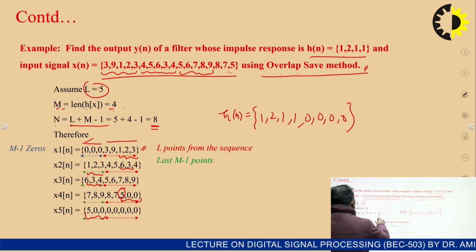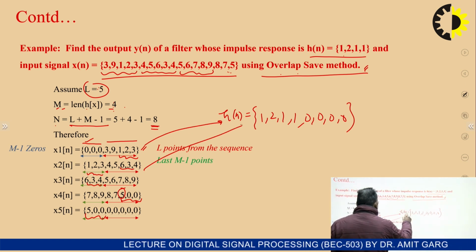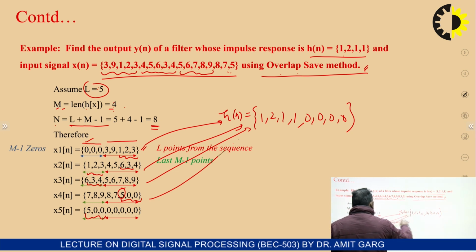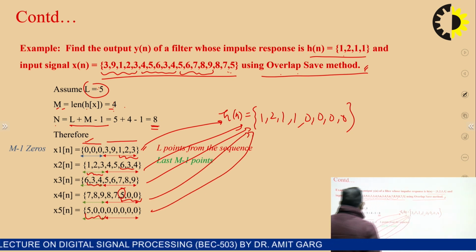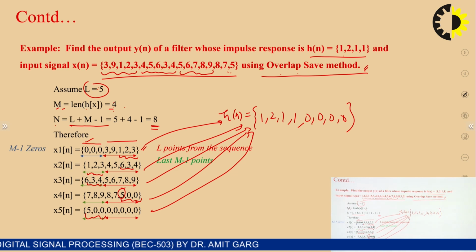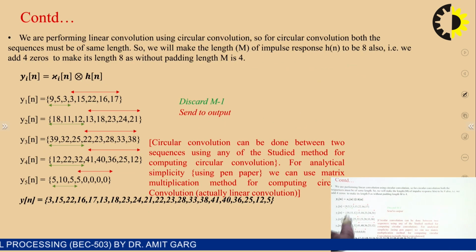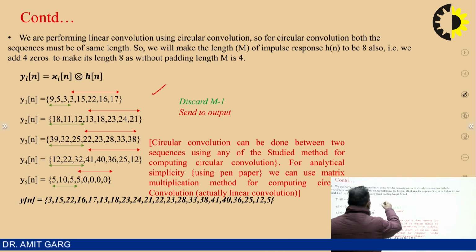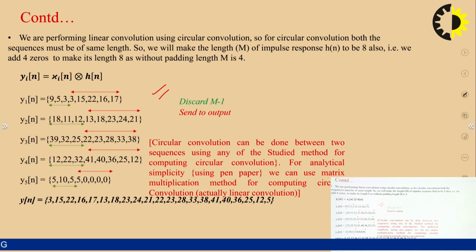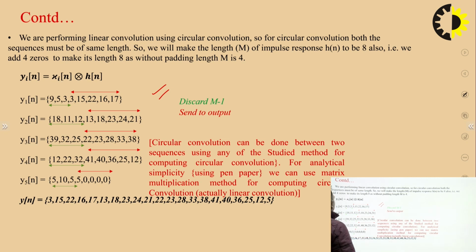Now you will do the circular convolution between these sequences, meaning x1(n) with h(n) will give you y1(n) here. So y1(n) is this. This you can solve using the matrix multiplication method, which I have already told you earlier. So y1(n) is x1(n) convolved with h(n), y2(n) is x2(n) convolved with h(n). These are all circular convolution values.